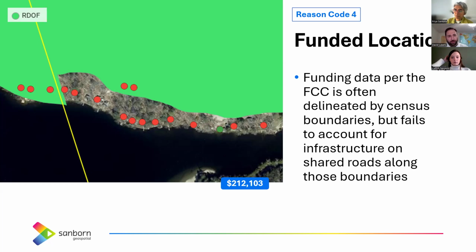So what we're trying to look for here is cases where FCC funding or other types of funding are based on specific census boundaries, and those boundaries might be incorrectly identifying locations as unfunded or unserved.